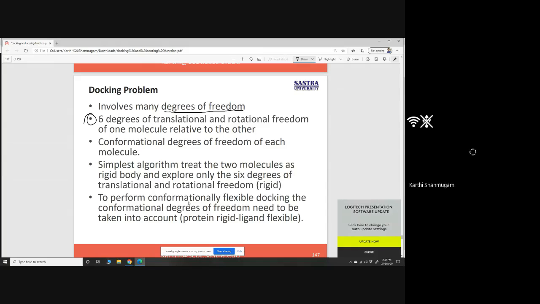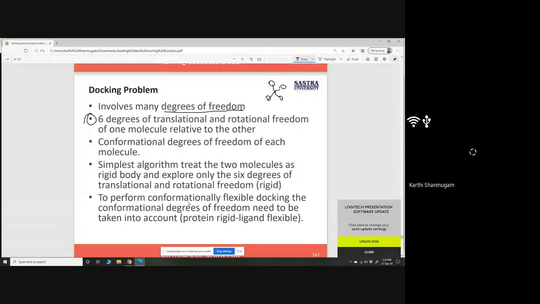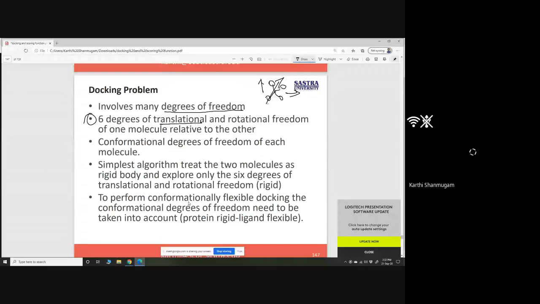So what is meant by translational and rotational freedom of a molecule? Say, for example, you have a molecule, a drug molecule or ligand molecule. I can move this molecule in the X direction, in the Y direction, or in the Z direction. In three-dimensional space, these are the three translational degrees of freedom. That is called translation: moving the molecule in the x, y, and z directions.